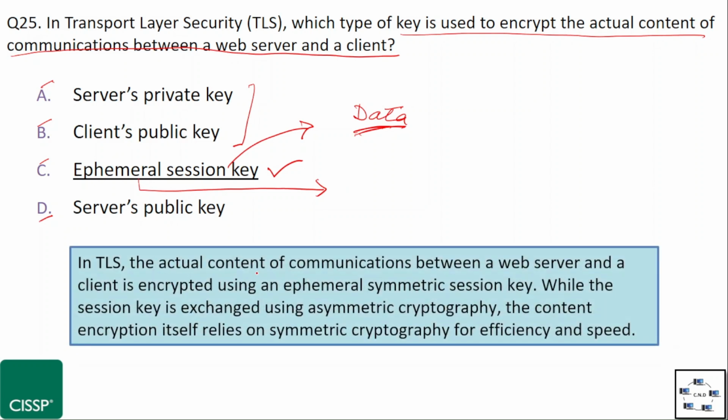In TLS, the actual content of communication between a web server and a client is encrypted using an ephemeral symmetric session key. While the session key is exchanged using asymmetric cryptography, the content encryption itself relies on symmetric cryptography for efficiency and speed.